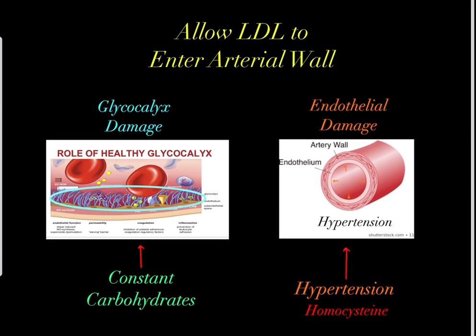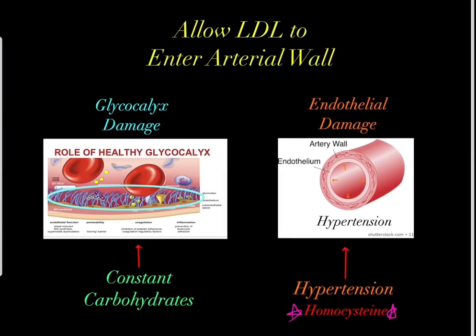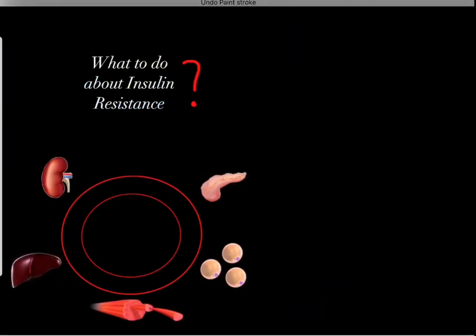And also, it's important to realize that homocysteine is a huge factor that leads to endothelial damage. And this is an extremely important factor, and just because I didn't have enough time to go into more details doesn't mean that this isn't one of the most important factors in atherosclerosis. So what can we do about insulin resistance?